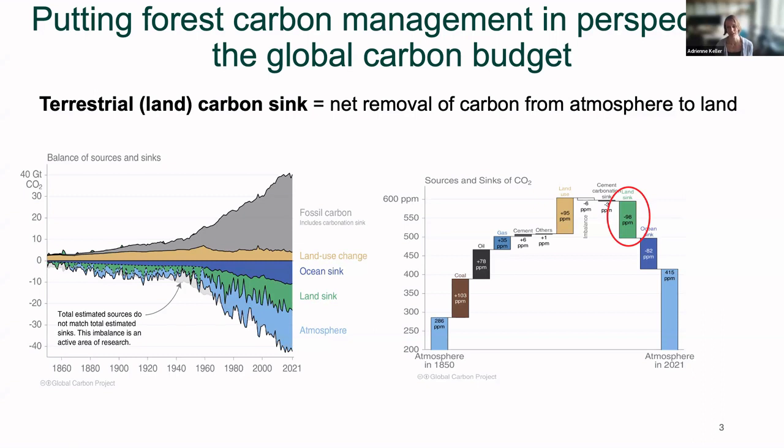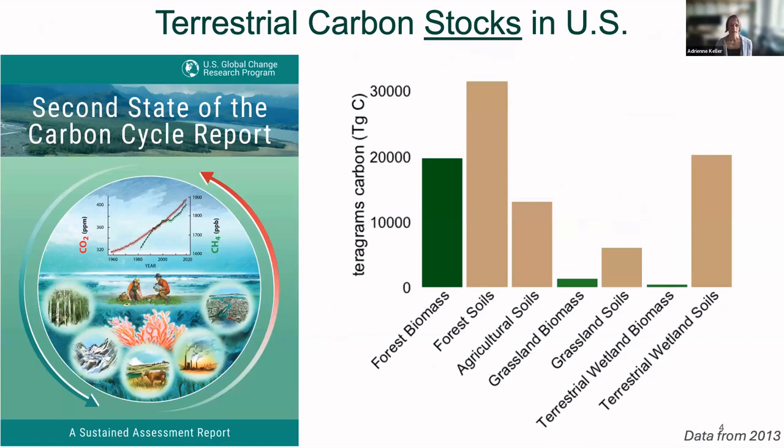Our capacity to decrease that land sink, as you see in this land use change bar right here, is quite big. So then if we scale down to the national level, so that was global, and here we look at data from the US in the Second State of the Carbon Cycle Report, which is now a decade old, but your patterns are going to be similar in current day.